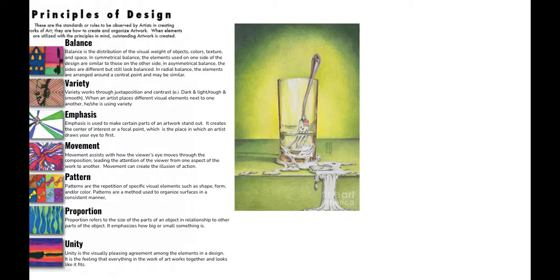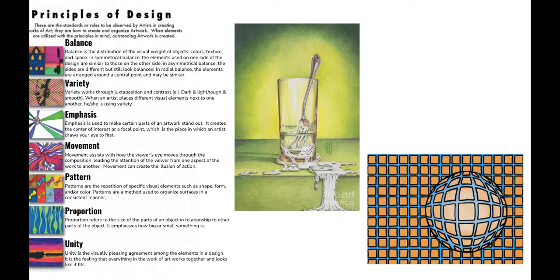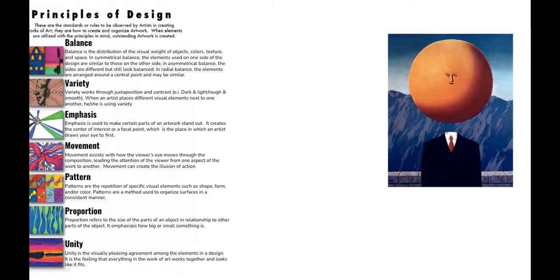For example, in this picture, we can see that the fork and the cup have a variety of different values and colors, and also the feeling of being very different objects, creating variety. Here is a little bit different. We have a pattern that is in the back, and then the artist is using variety when they're distorting those patterns.